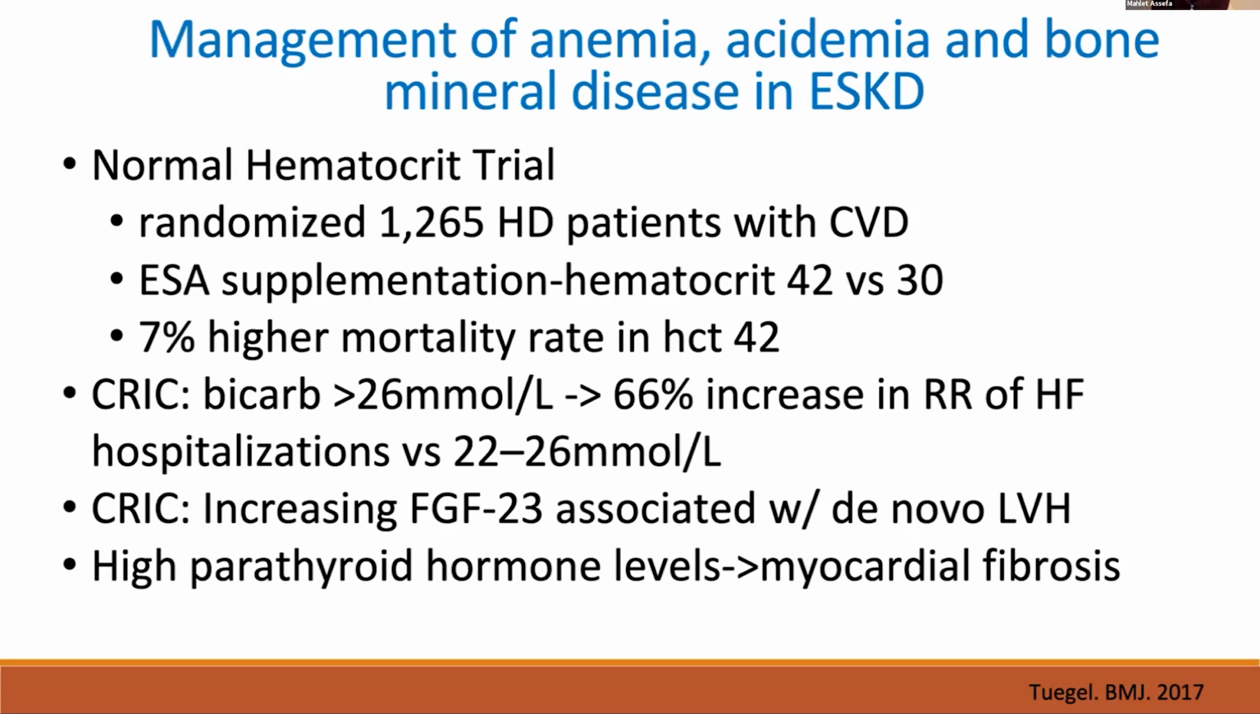In terms of FGF23, we think about it a lot in our world in association with things like phosphate, calcium, and vitamin D, but it's a peptide that's also been associated with regulating myocardial growth and differentiation. And in CRIC, we showed that increasing FGF23 levels had some associations with de novo left ventricular hypertrophy. Parathyroid hormone levels and targets therein are quite a controversial topic, as we know. But there have been some experimental models showing that increased parathyroid hormone levels could be associated with myocardial fibrosis as well.